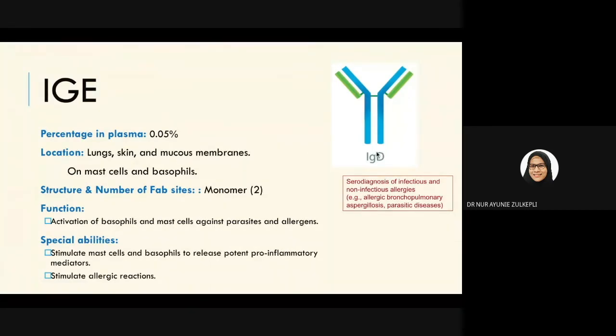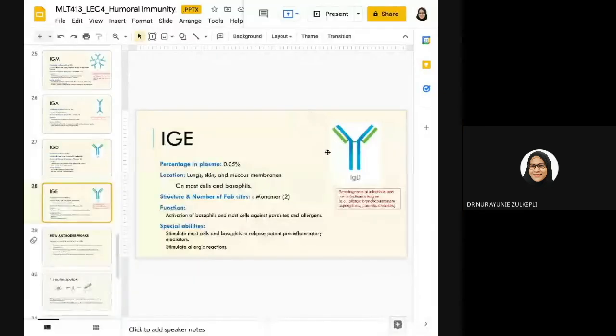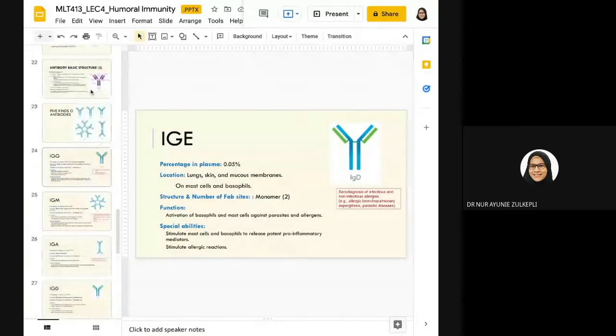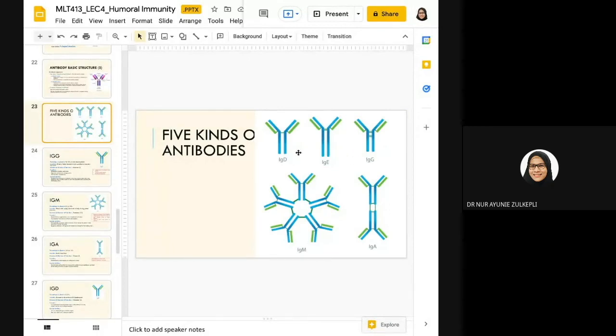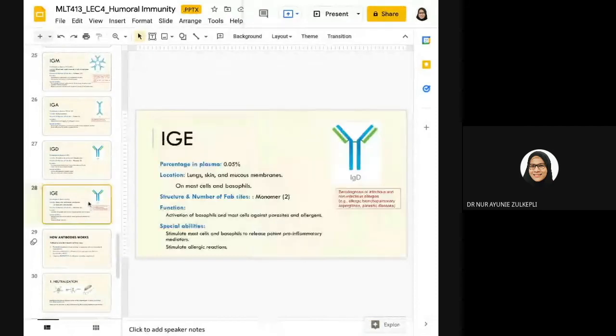So this one may be a mistake. So I will correct this one. It's actually IgE. This one, IgE. Okay. So I already deposited the lecture note, but please, can you make the changes by yourself? Okay. Alright. All right.